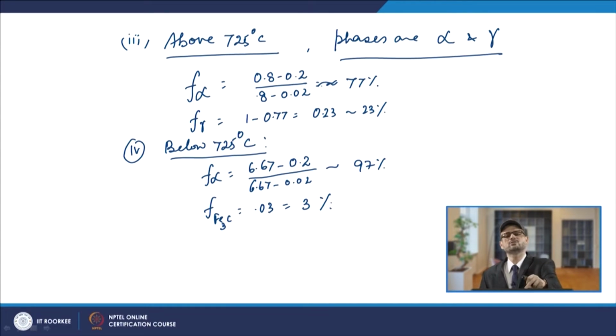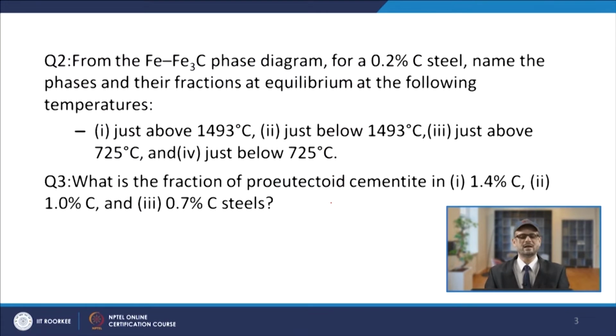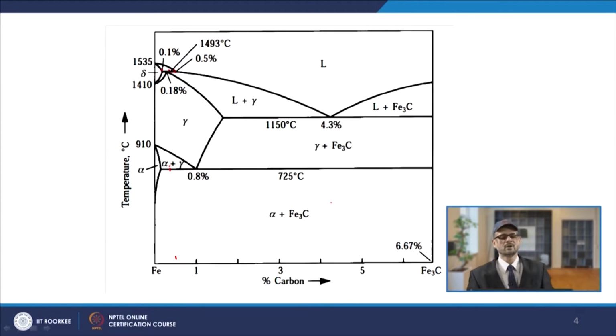Now, you will have the next question, and that question is: what is the fraction of pro-eutectoid cementite in 1.4% carbon. So, we are talking about the formation of pro-eutectoid cementite in 1.4% carbon. So, this is your 1.4% carbon, somewhere here.